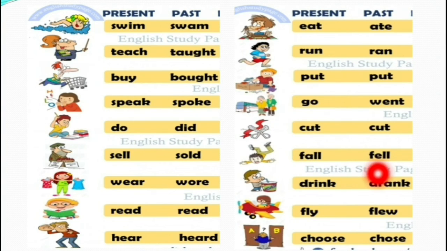Then fall became fell, drink, drank, fly, flew, choose, chose. So these are the irregular verbs that get their spelling changes. They don't follow any rules of D or ED. They just change their form by changing their spellings or pronunciation. Okay, I hope all of you have understood regular and irregular verbs properly, and from this slide the rules and the examples are given here in the list. From these slides you can learn the regular and irregular verbs properly.